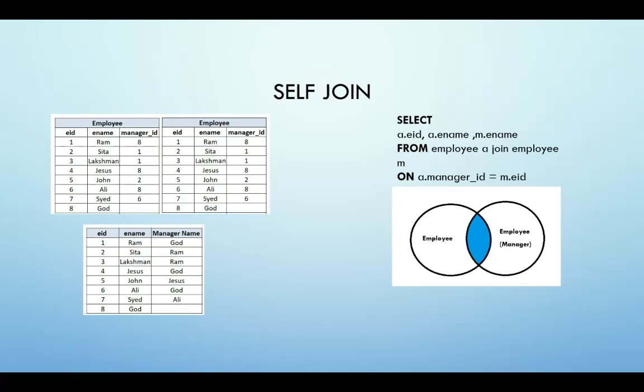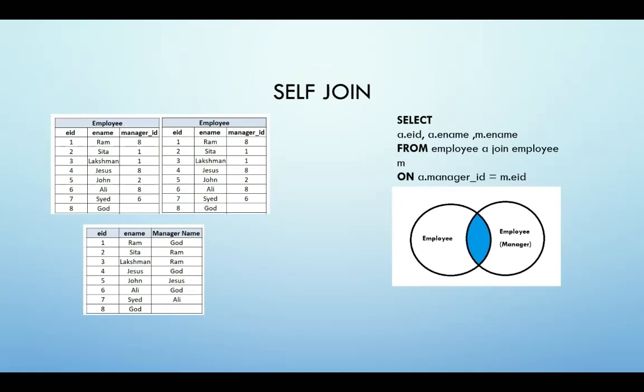So how do you create a query to retrieve this information? You can see I have taken one instance of the employee table for employee level information, and another instance of the same employee table to represent the manager level information. The Venn diagram gives you a clear understanding of the self join. I have taken the employee table on the left side and the manager level information of the same employee table on the right side. Here only the matching information will be retrieved because I'm using an inner join kind of a condition.